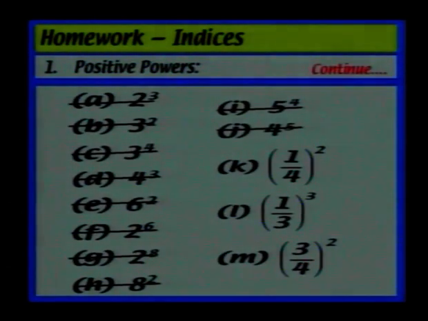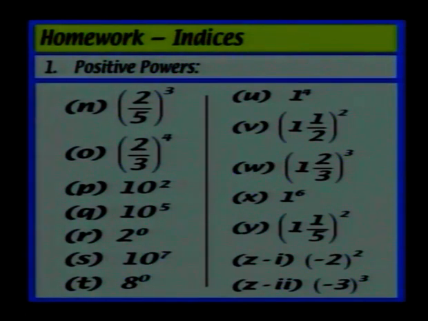1/16. Jake, L. 1/27. Boromeo, M. 9/16, correct. N. Geno, 8/125. Good. O. 16/81. Okay, P. 100. Q. Esther. 100,000. R. Gabriel. 1. S. 10 million.